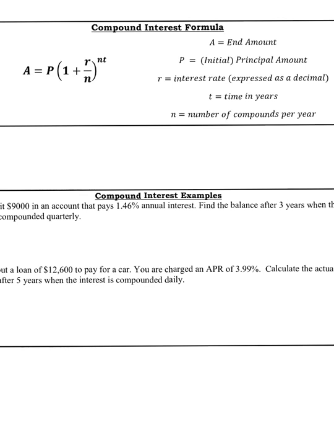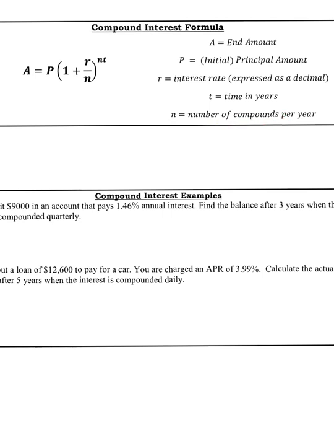So this is the compound interest formula. What the A means is that's your end amount. That's what you're going to equal, all right? So P is your principal or your initial amount. R is going to be your interest rate, and you're going to express that as a decimal, meaning you're going to move it over 2 times to the left. And then T is going to be time in years. So if it says 5 years, T is 5.